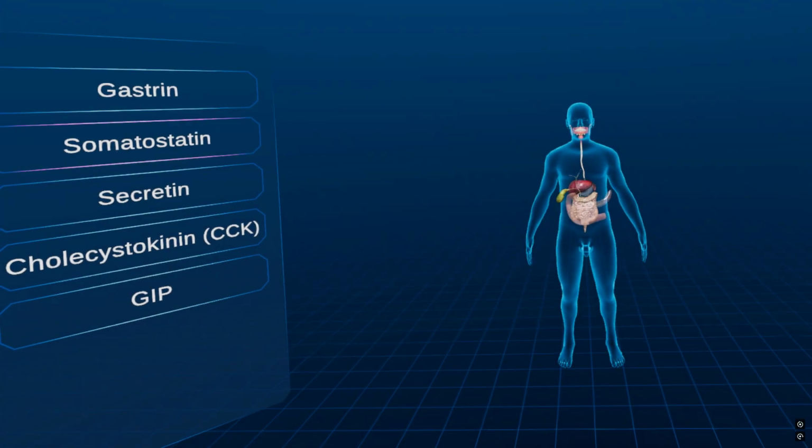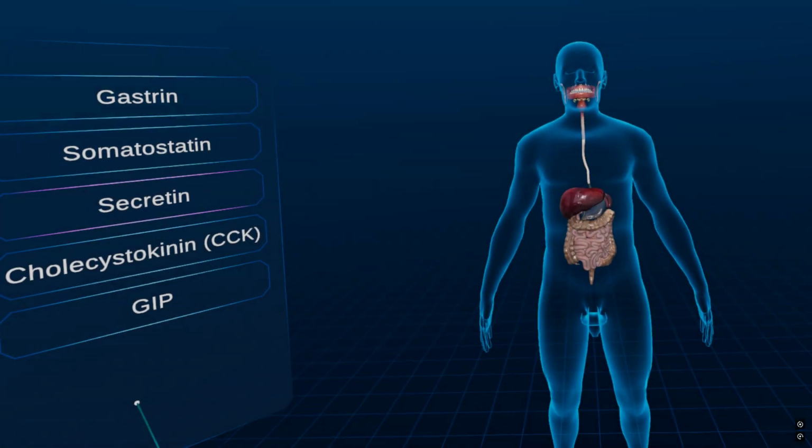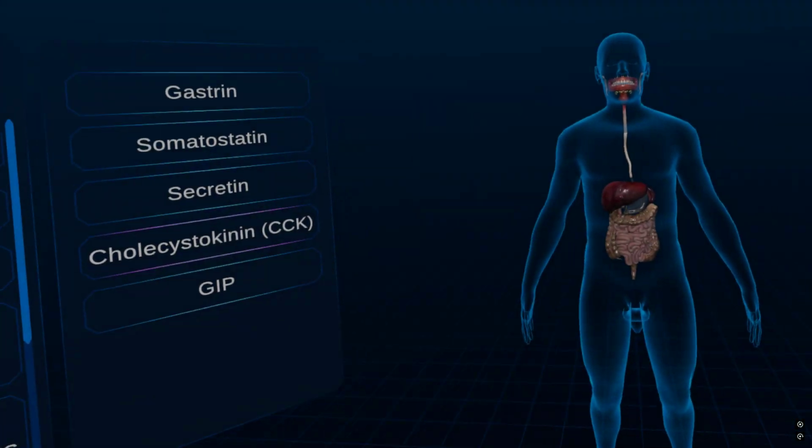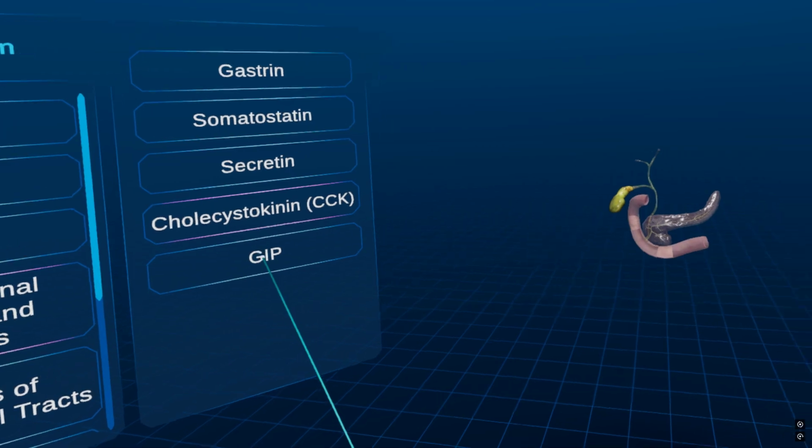Somatostatin is a hormone produced by the delta cell. Secretin is a hormone that is produced, and cholecystokinin is a hormone produced and secreted by.